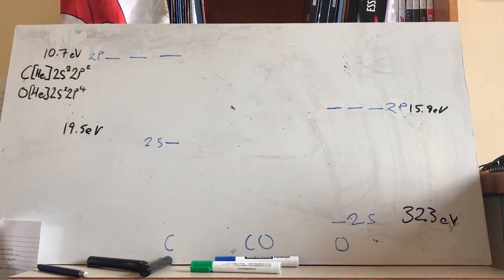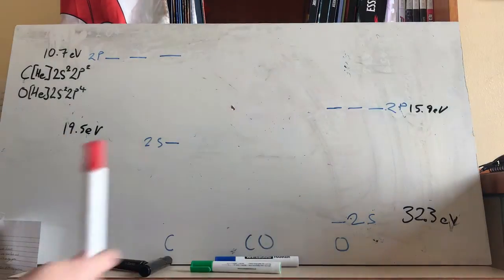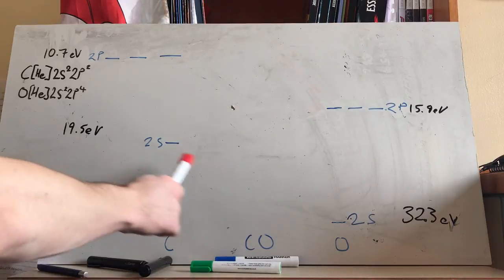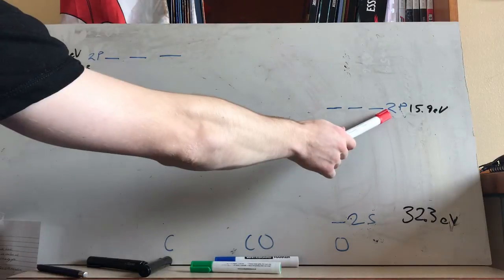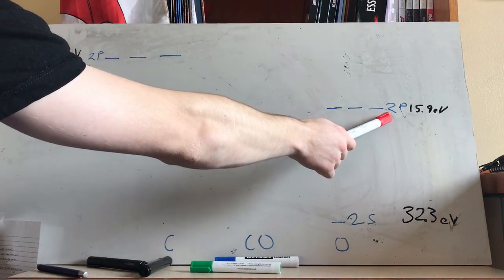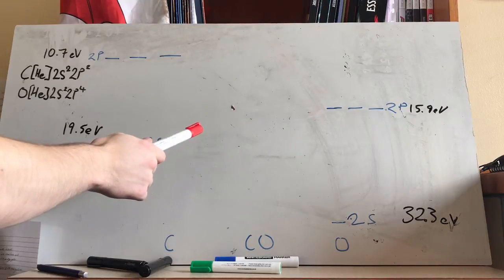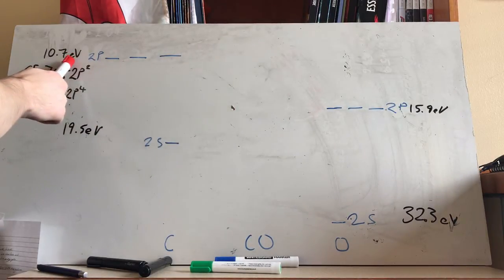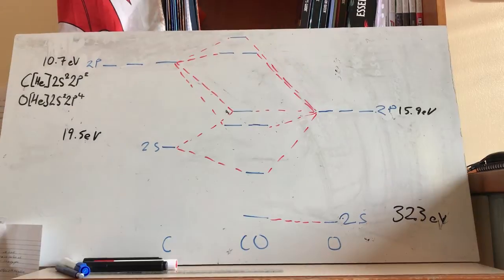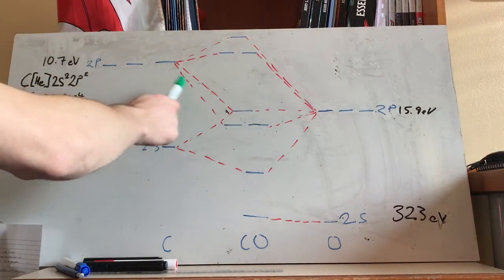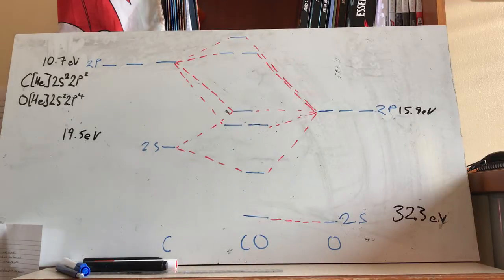Oxygen is much more electronegative than carbon. Oxygen's 2s orbital is so low at 32.3 electron volts there will be no bonding between it and the 2s or the 2p of the carbon. However, oxygen's 2p subshell sits at 15.9 electron volts between the 10.7 electron volts of carbon's 2p and 19.5 electron volts of carbon's 2s. This skewing in the molecular orbital diagram is due to the difference in electronegativities of carbon and oxygen.